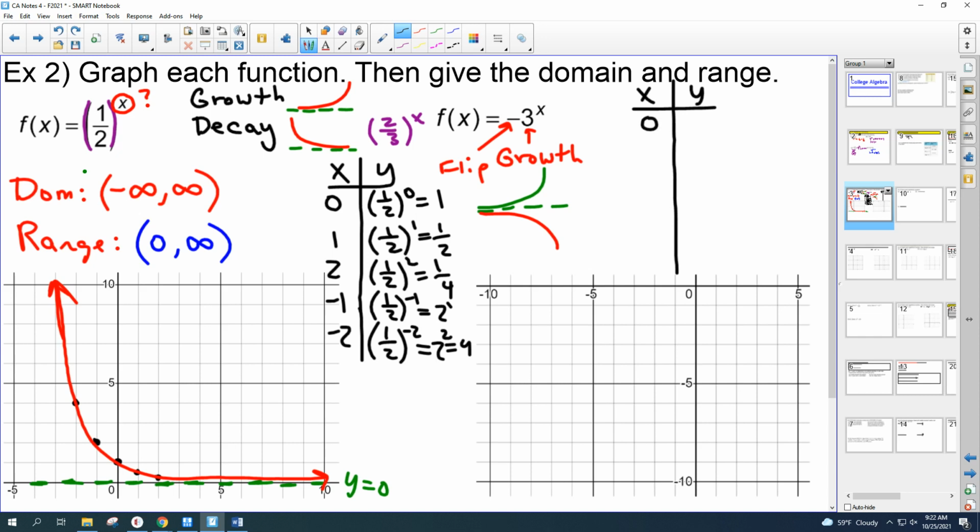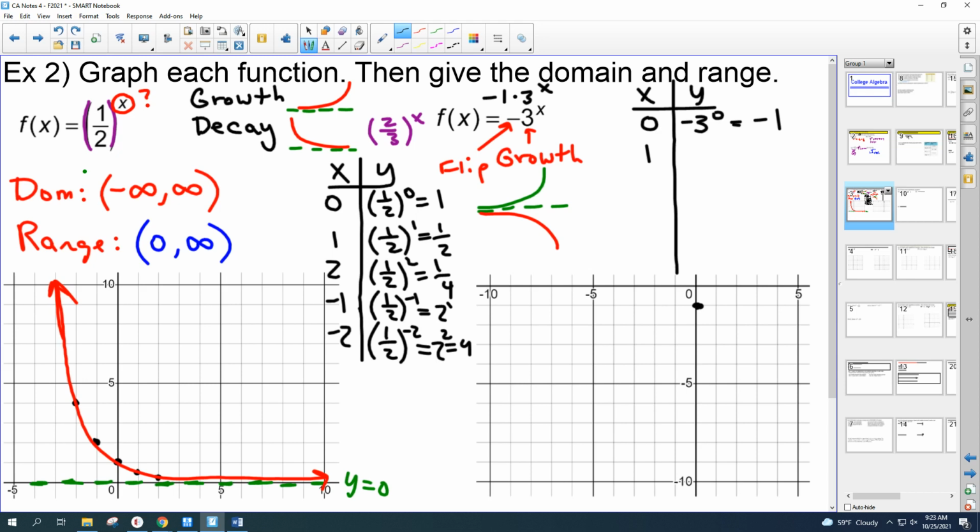So again, 0 is almost always going to be a good number to plug in. -3 to the 0 power. All right, you got to be careful though. The negative is not a part of my exponential. Really, you should think of it as -1 times 3 to the x, I suppose. The base is 3. We're taking that 3 to the exponent 0, and so this is going to end up being -1, not +1. That's -1. I've got 0, comma, -1 right there.